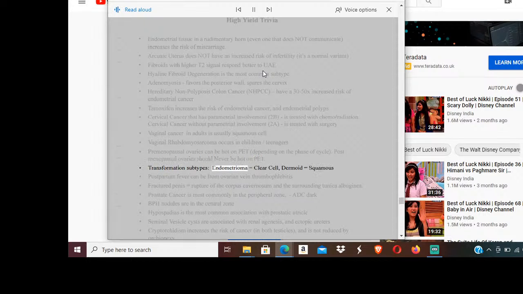Transformation subtypes: endometrioma equals clear cell, dermoid equals squamous. Postpartum fever can be from ovarian vein thrombophlebitis. Fractured penis equals rupture of the corpus cavernosum and the surrounding tunica albuginea. Prostate cancer is most commonly in the peripheral zone.